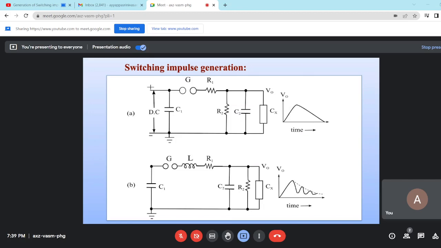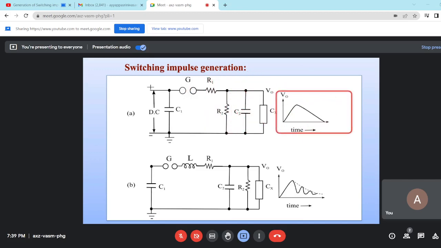Let us focus our attention on the circuit operation. Generally, the switching impulse will be produced having desired wave shape by adjusting values of R1 and R2 such that the rise time lies in the range of few milliseconds and the wave tail time also lies in the range of 1 to several milliseconds. So the nature of voltage that will be produced by a switching impulse generator circuit is visible here in the portion highlighted at present.